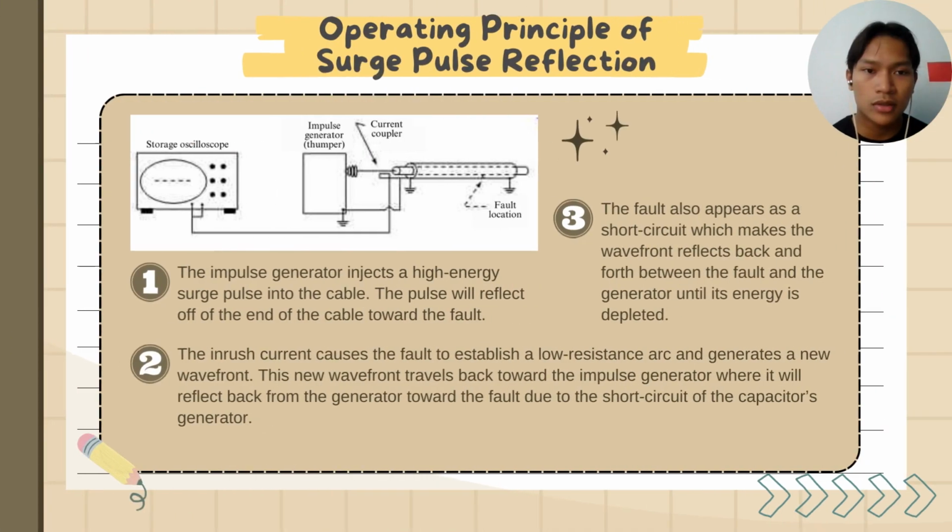Okay, now moving on to the operating principle of surge pulse reflection to understand how it works. Firstly, the impulse generator injects a high-energy surge pulse into the cable. The pulse will first pass the fault and it will reflect off the end of the cable back toward the fault. The inrush current causes the fault to establish a low resistance arc and generates a new wavefront. This new wavefront travels back toward the impulse generator, where it will reflect back from the generator toward the fault due to the short circuit of the capacitors in the generator. The fault also appears as a short circuit, which makes the wavefront reflect back and forth between the fault and the generator until its energy is depleted.